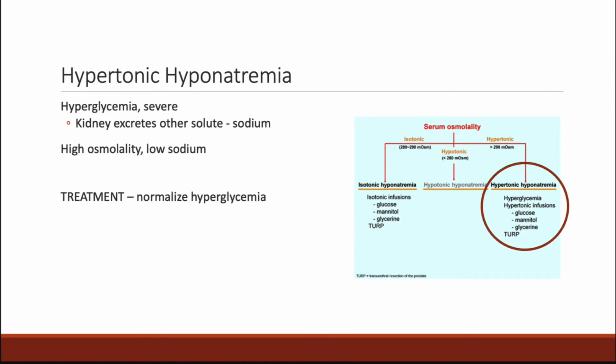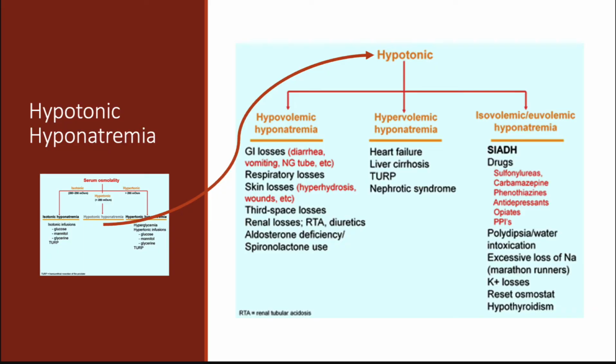Now, in hypertonic hyponatremia, this is where the kidney ends up getting rid of too much of the sodium. All right. And that gives us a high osmolality and a low serum sodium. We see this reflected in the urine sodium as well. This happens with severe hyperglycemia and also with TURP and hypertonic solution infusions. And the way we treat this most often, because it's usually hyperglycemia that's the cause, is we fix the hyperglycemia. That's easy enough.